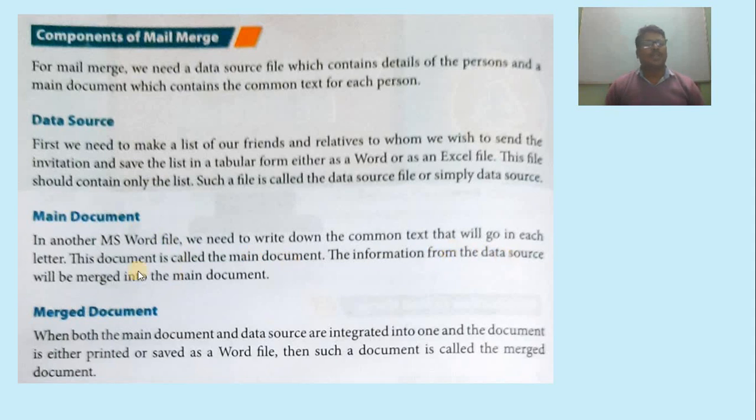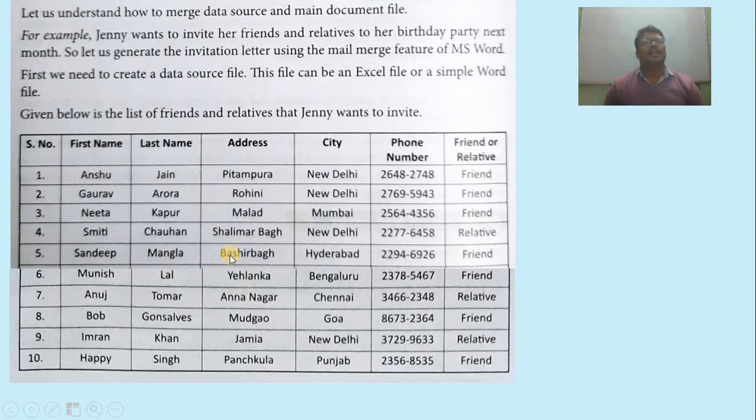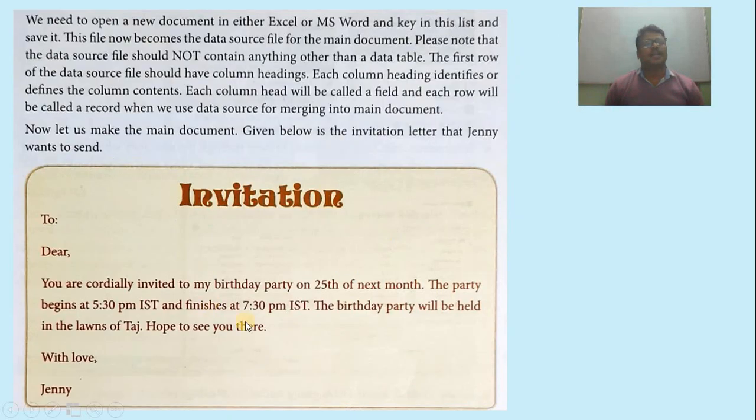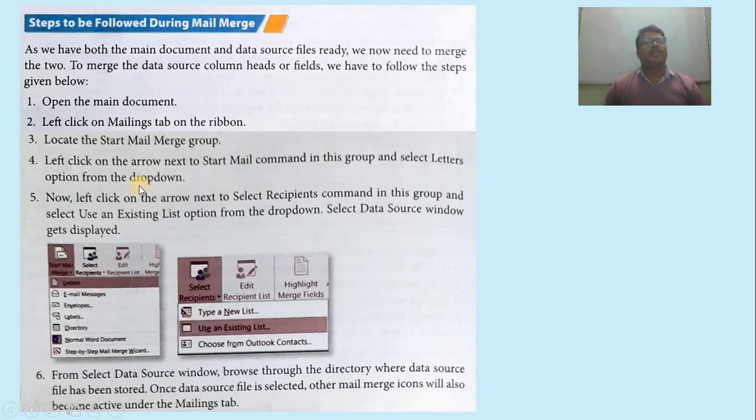The information from the data source will be merged into the main document and we will get the merged document. That means the main document and data source are integrated into one, and the document can be either printed or saved. The name and address of the person and the letter will be merged, and individual letters for each person will be generated. This is the data source file, and this is the main document, the invitation letter where we will write everything. Now the steps to be followed.